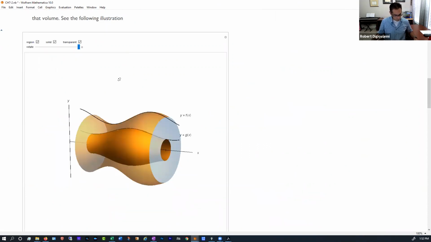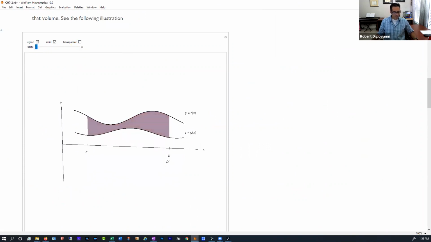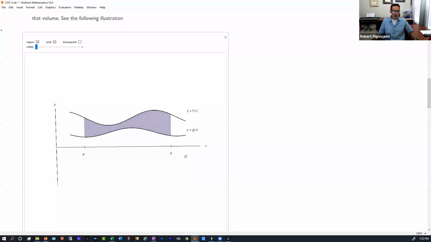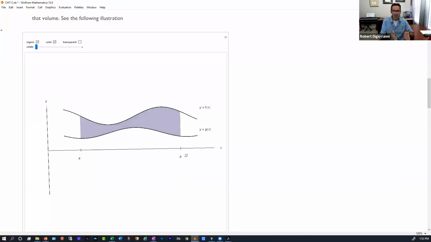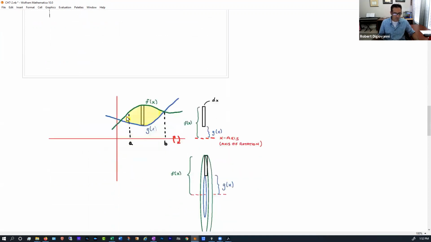Okay, so you got this, right? We're good. Understand the geometry. Let's pull it back here, back to the 2D, and ask: how are we going to go from that to the volume? So here's what we're going to do. We're going to go back to the original picture we had.